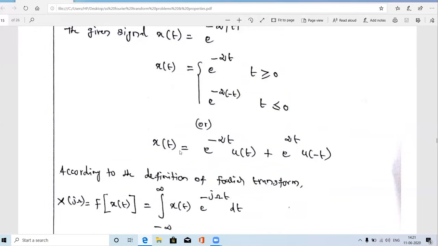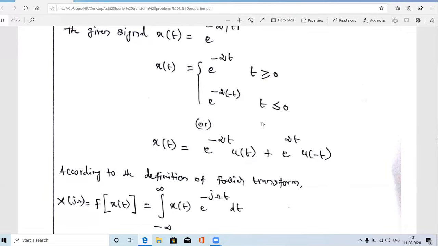You see, x of t consists of two waves. One is whenever t is positive, e power minus 2t, when t is greater than or equal to 0. In order to indicate t greater than or equal to 0, we have to multiply this particular function with u of t. You know the nature of u of t. What is u of t? The u of t is available only for the positive time.